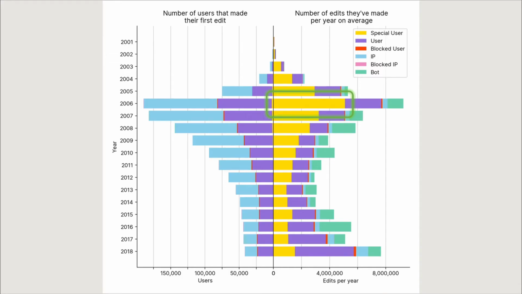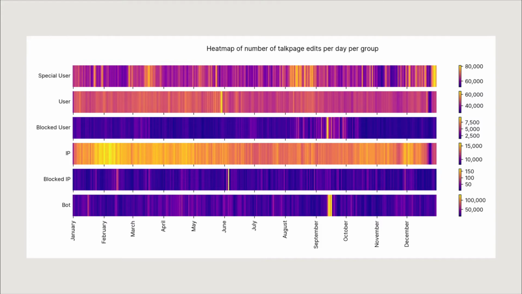In this figure, we investigate when user groups edit in the year, in which we can see a large drop in editing over the winter holidays. Also, we can see that blocked users tend to be the most active at the start of the academic year in September.